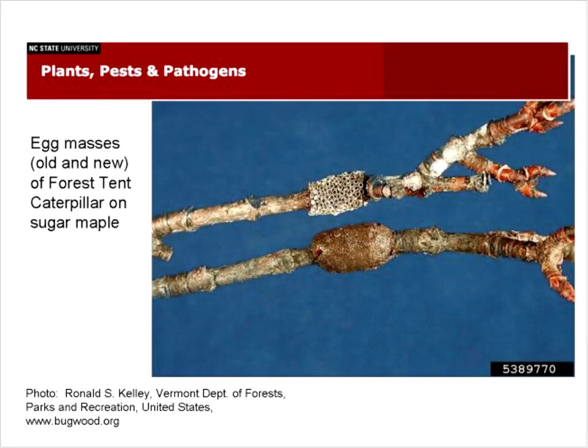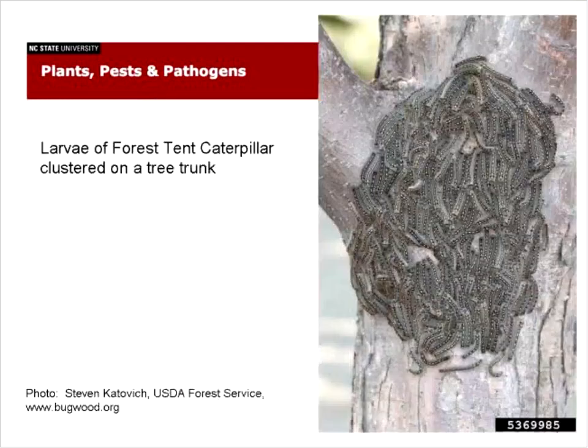Forest tent caterpillar. This is an old egg mass here that's already hatched out. Here's a young egg mass. And this is on a sugar maple, but they say they can be found on a number of other host plants. Very similar general appearance to the egg mass of the eastern tent caterpillar. The larvae don't spin a tent like the eastern tent caterpillar does, but instead they tend to hide during the day on the trunk of a tree.